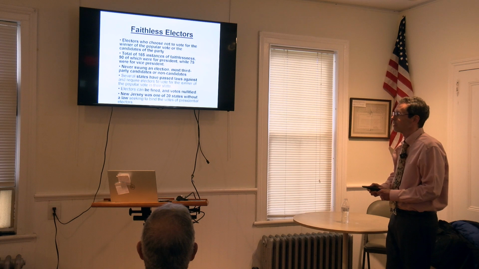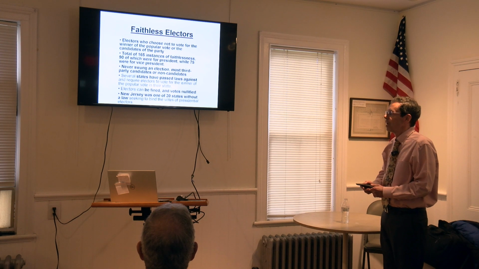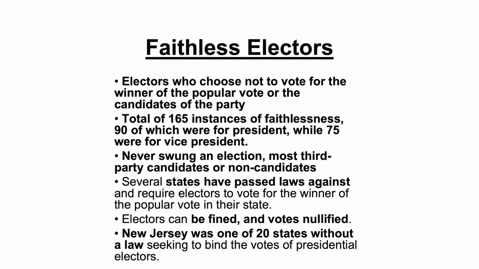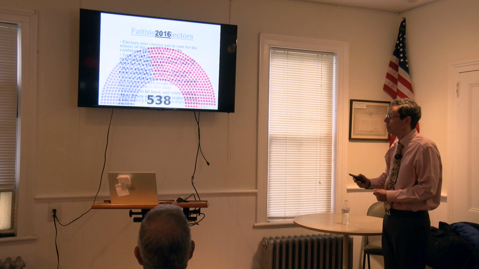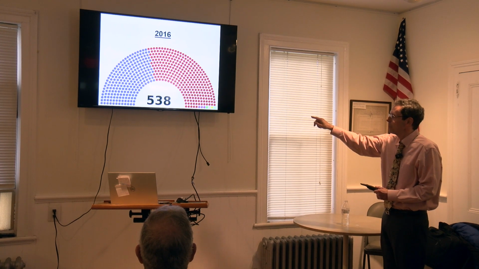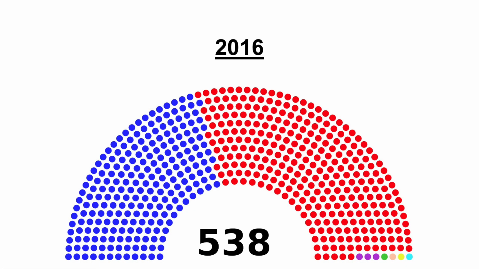But there's still actively a number of states. New Jersey is one of the 20 states without a law seeking to bind votes to their electors. So if you're a person voting as an elector in New Jersey, you could switch and not have any kind of repercussion. This gives you an idea of how the vote usually goes. What you see at the bottom here, in 2016, were the faithless electors that were chosen. And these are who were picked.